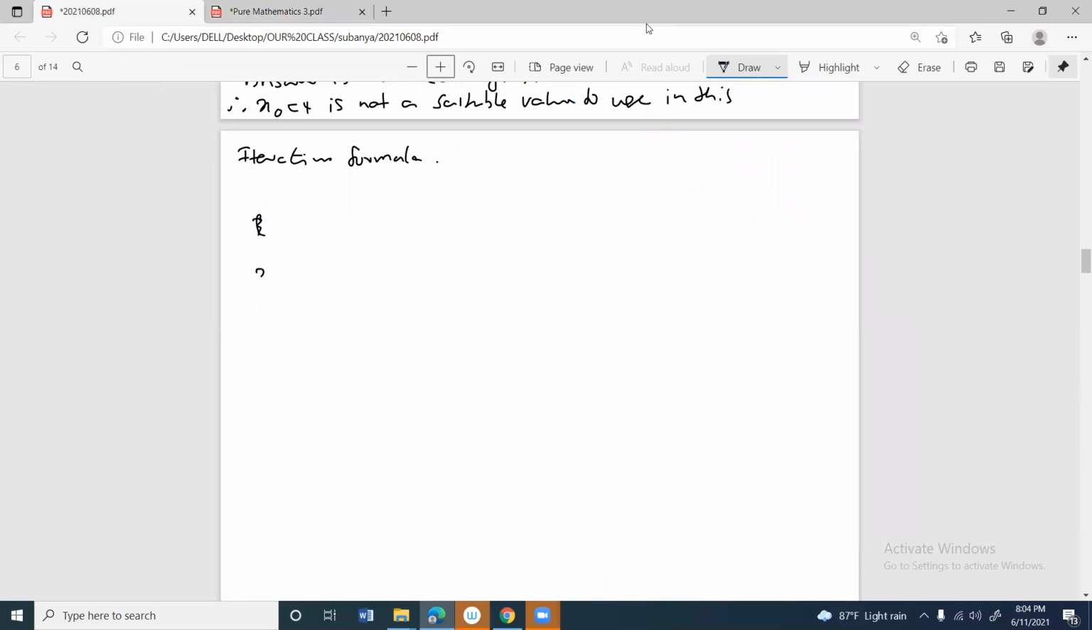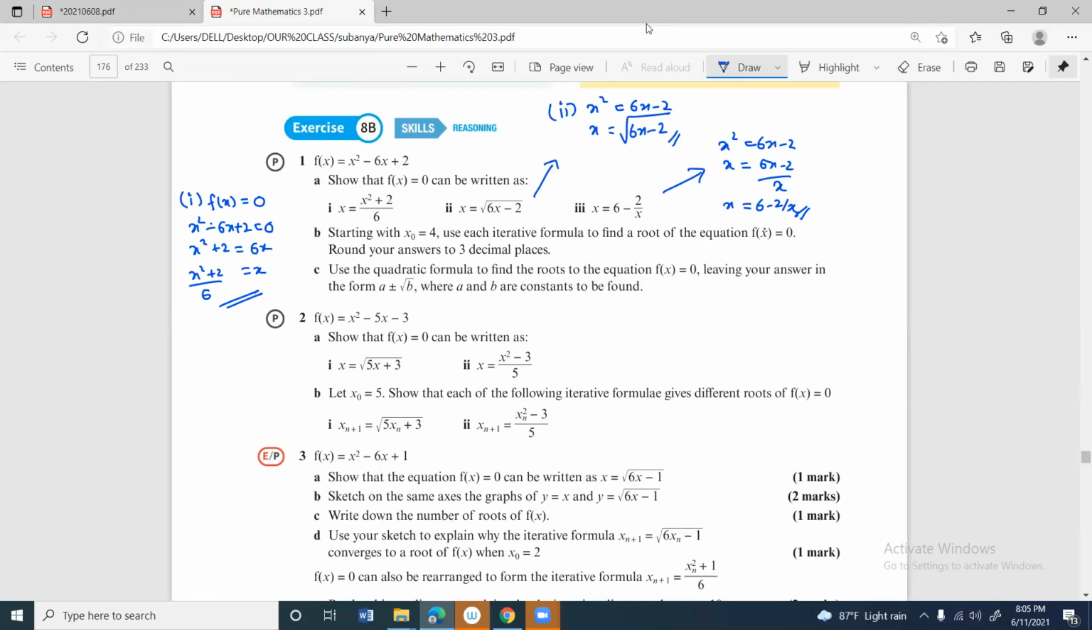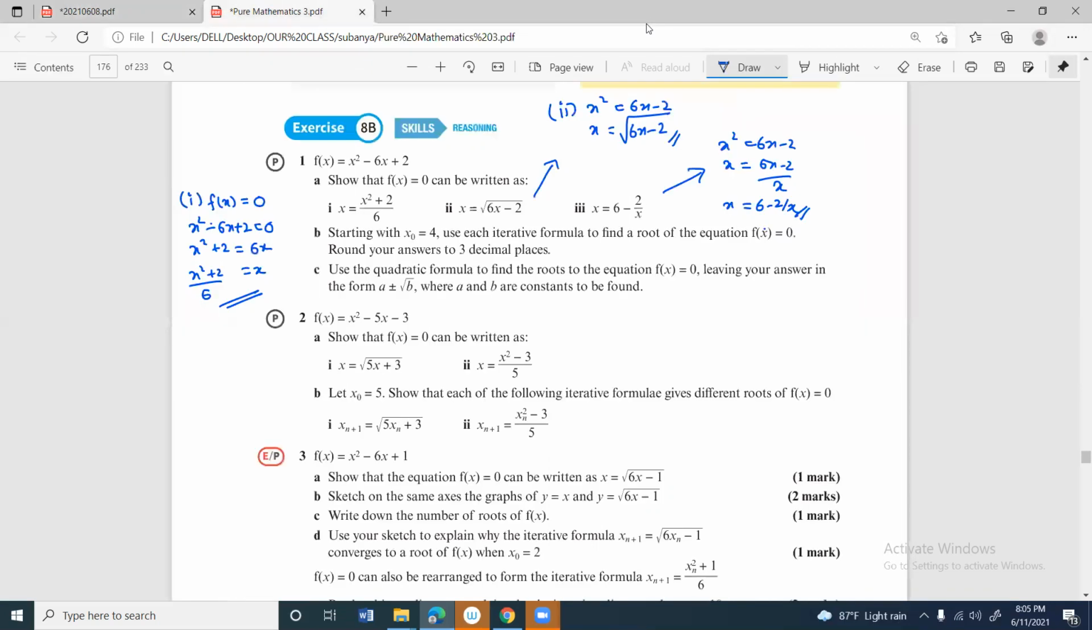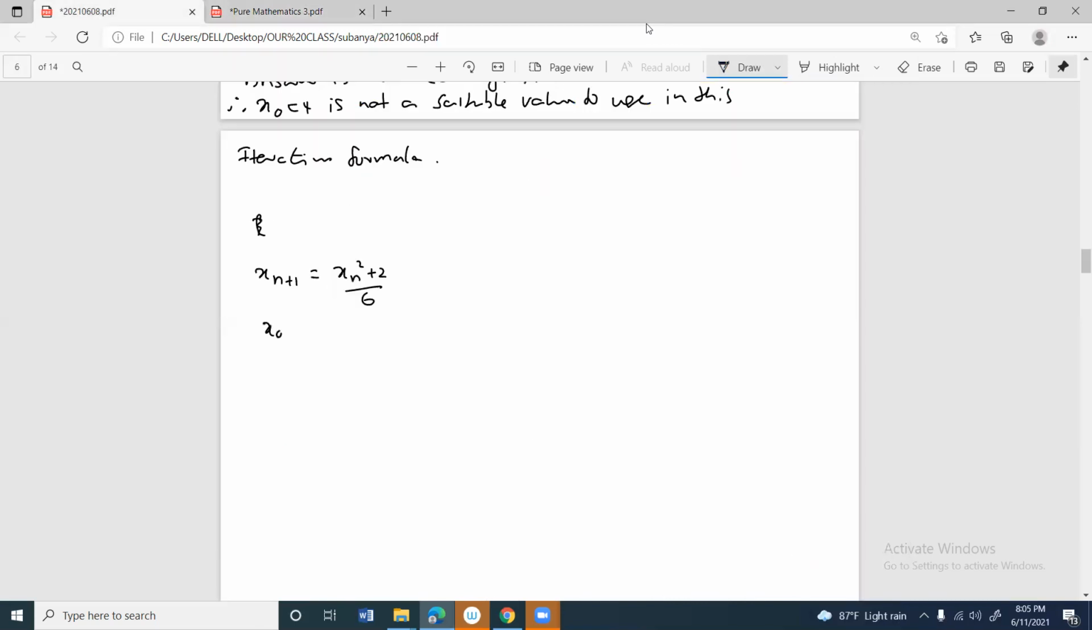So you can write x_(n+1) equals the iterative formula (x_n squared plus 2) over 6. They ask you to start with x_0 equals 4. Let's go ahead with this. x_0 equals 4, therefore x_1 equals (4 squared plus 2) over 6. Let's work it out and see.